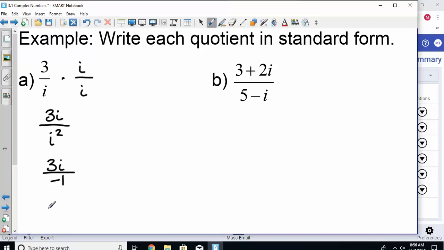i squared is -1. So 3i divided by -1 is -3i. We are asked to write this in standard form, a plus bi form. I don't have an a on this one. There's no real number part, so that's my final answer.